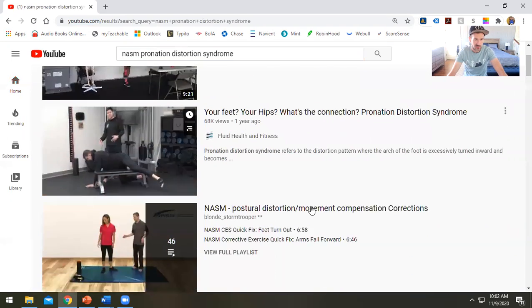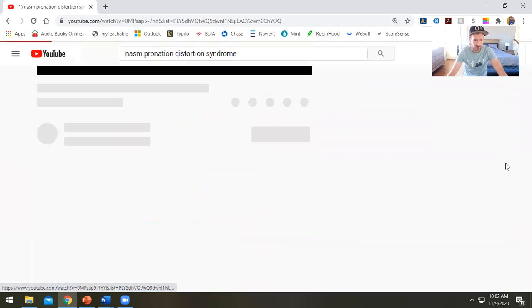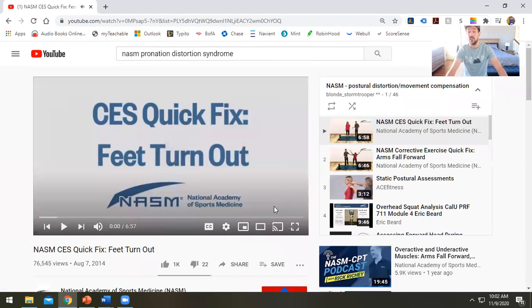All right, we're gonna watch a little video here real quick, and we're just gonna look at a quick fix. This is just for the feet turnout. So this is not addressing the glute part. This is only addressing the foot part, but it does get a little bit of glute stuff. So we're gonna watch this little video real quick, and I'm gonna hush up and sort of show you how this works.